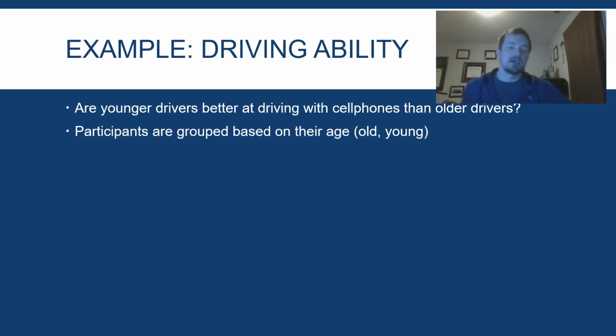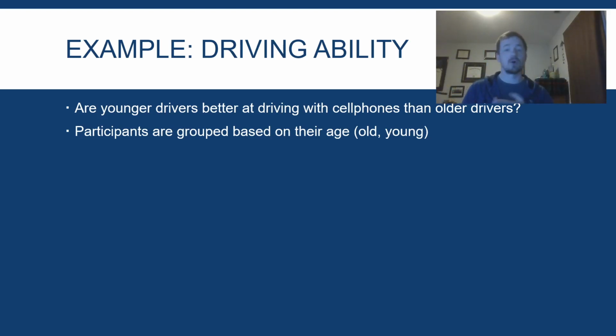Let's say that you are interested in drivers, and particularly you're interested in whether or not people with cell phones are good drivers. You hypothesize that not only are people not super good at driving with cell phones, but you also suspect that age matters too. You suspect that people who are older are going to be disproportionately worse than people who are young when they are driving with their cell phones. So that's your theory. That is your hypothesis.